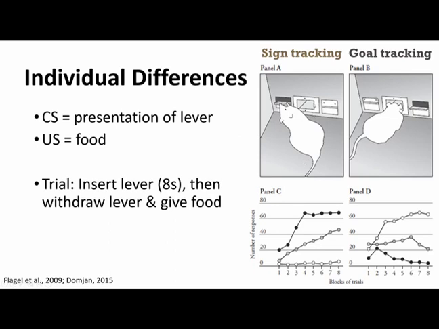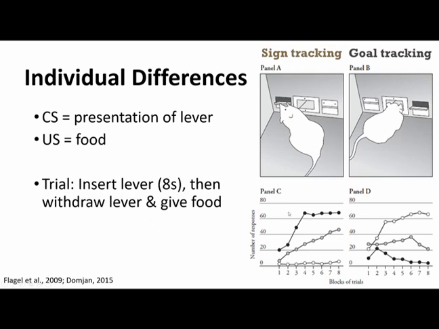So in the middle would be the hopper where the food is dispensed, and then on either side of the hopper would be places where a lever could be presented. And so during a trial, a lever would be pushed into the cage so that the rats could see and interact with it if they wanted. And then after 8 seconds, whether they touched the lever or not, the lever would be withdrawn and the rats would be provided with food. So within this experiment, about a third of the rats ended up showing sign tracking.